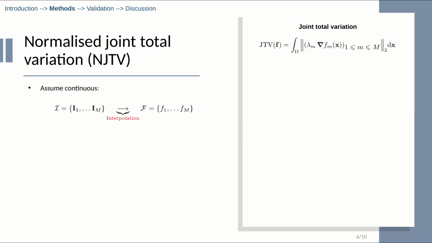So to extend joint total variation to be used as a cost function in image registration, we first have to assume that we have the M discrete images, and they are actually continuous functions over the M channels, where we get the continuous representation by interpolation, and where each function represents the same object, but can have different fields of view or voxel size.